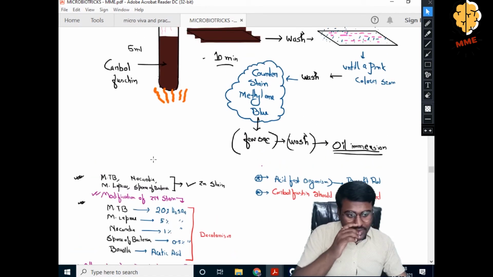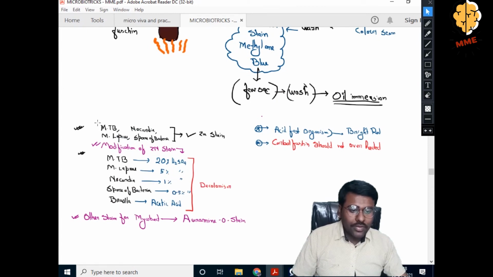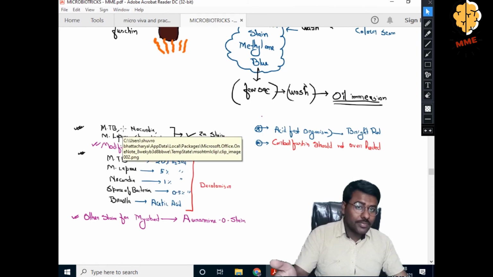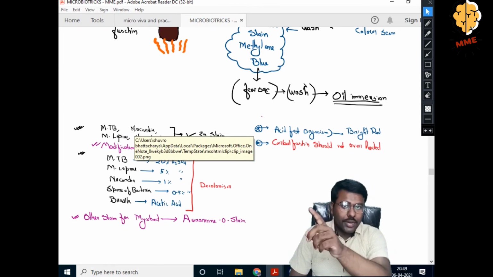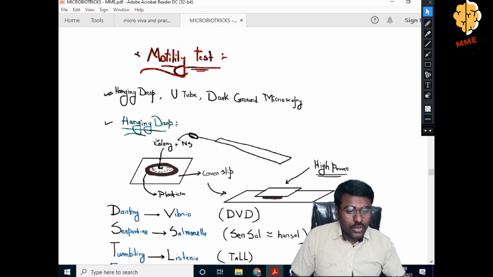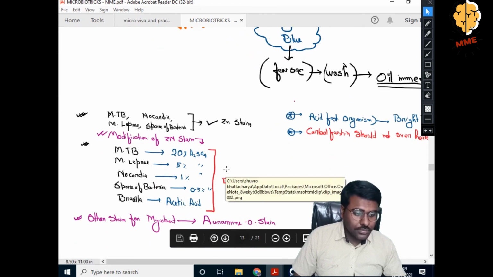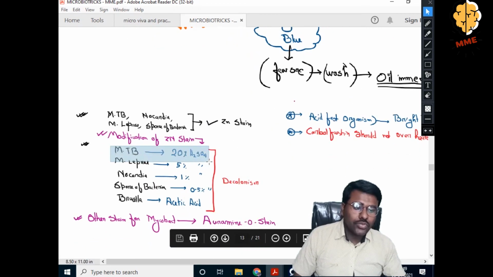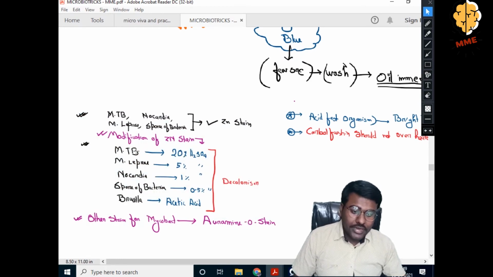They can ask you about Mycobacterium tuberculosis, which bacteria may be positive here. Firstly, you have to say these are acid fast bacteria like Mycobacterium tuberculosis, Nocardia, Mycobacterium leprae, and spores of bacteria. They are positive in the Ziehl-Neelsen stain. What is the modification of the Ziehl-Neelsen stain? Most commonly asked: for Mycobacterium tuberculosis, we add 20% H2SO4. In case of leprae, 5%.